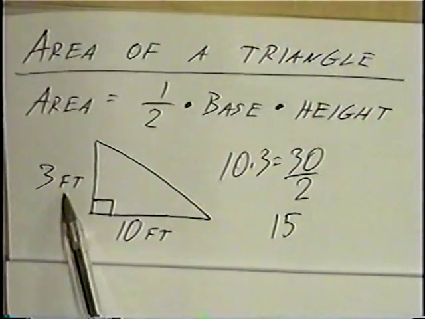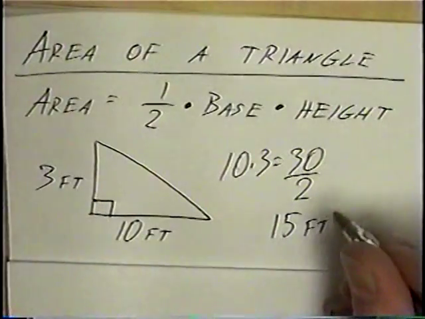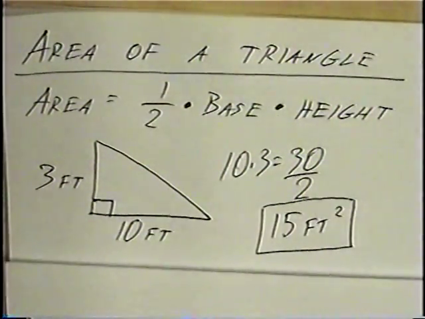The units again, FT stand for feet. Feet times feet would be feet squared. So the area of the triangle is 15 feet squared.